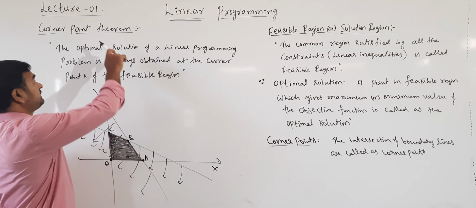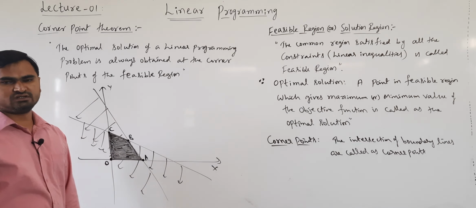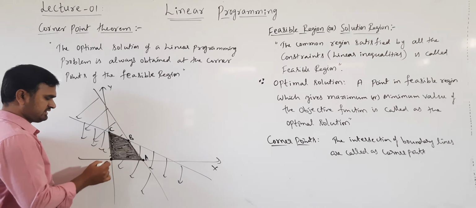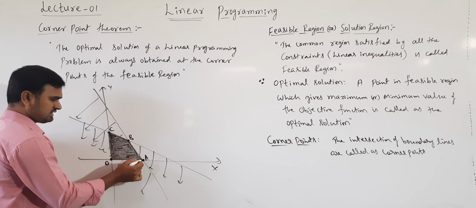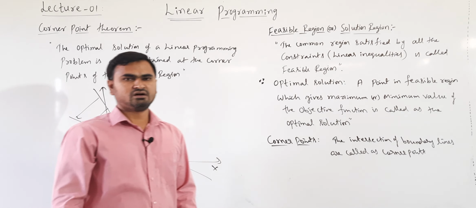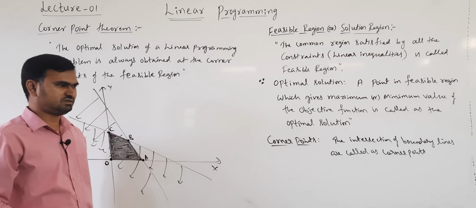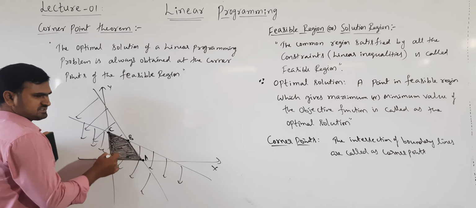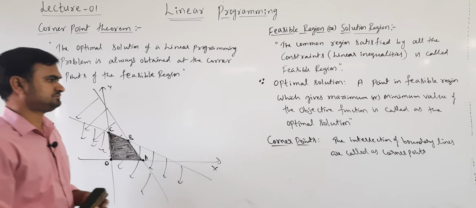Now what the corner point theorem says is, the maximum or minimum value of the objective function is always obtained only at these corner points. So at the points O, A, B, C, at these points only can we get the optimal solution for a linear programming problem. Understand? We are not interested in any other points. We will be interested only in these corner points.